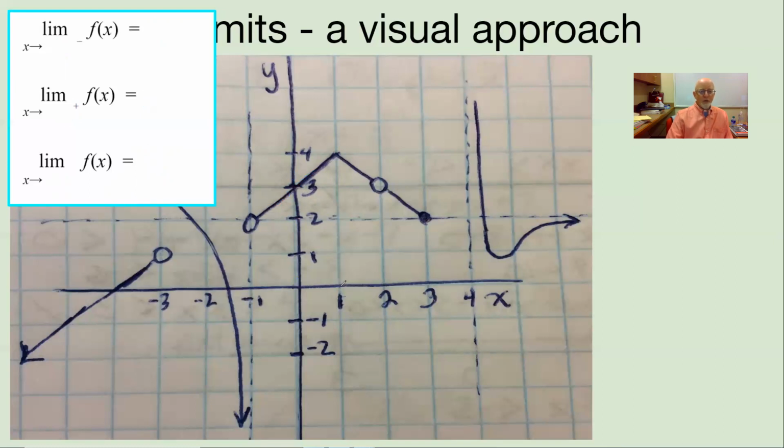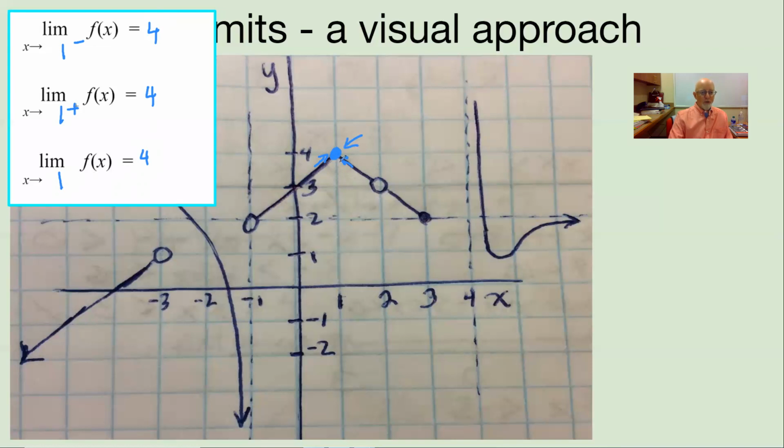Let's see. We can also look at 1. If we look at 1, we have a point going on here, so it's a little interesting, right? So as we approach 1 from the left side, the y value is 4. As we approach 1 from the right side, the y value is also 4. As we approach 1 in general, the value is 4. We're really looking at this point. We don't care so much if we get to this point or not with the limits.